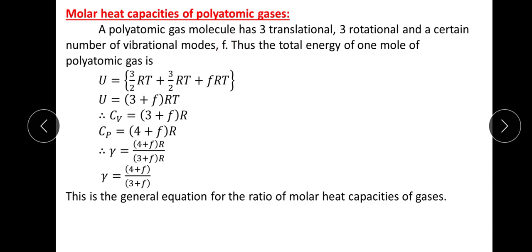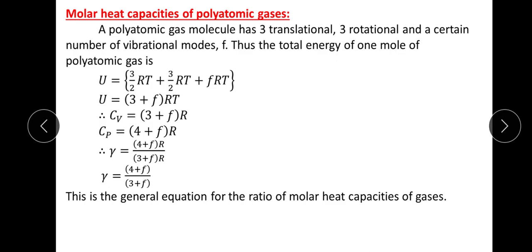Now the total energy of 1 mole of a polyatomic gas is given by U is equal to 3 by 2 RT plus 3 by 2 RT plus F into R into T. This is due to the translation, this is due to the rotation and this is due to the vibration. RT is common, take that RT outside: 3 by 2 plus 3 by 2 plus F. 3 by 2 plus 3 by 2 becomes 3, so U is equal to 3 plus F into R into T.